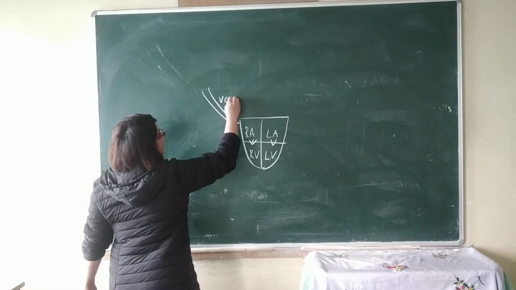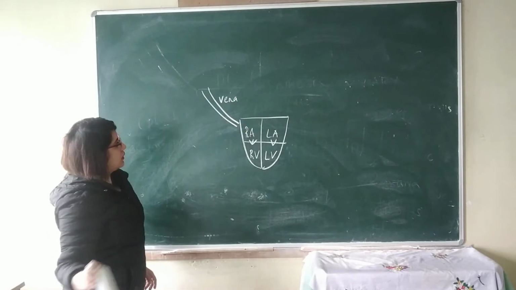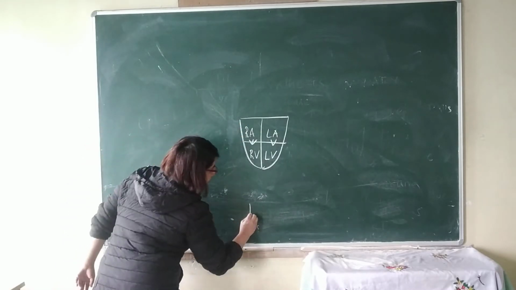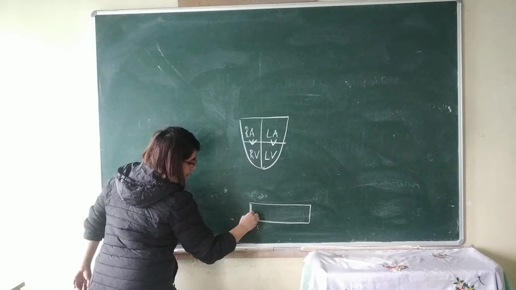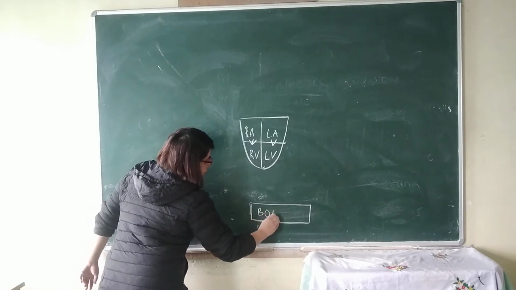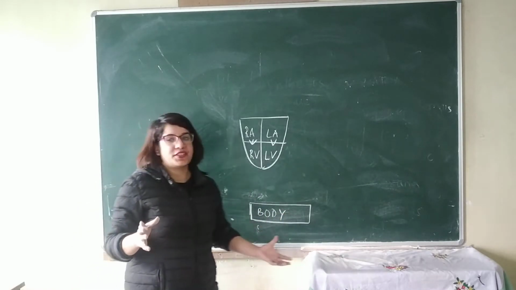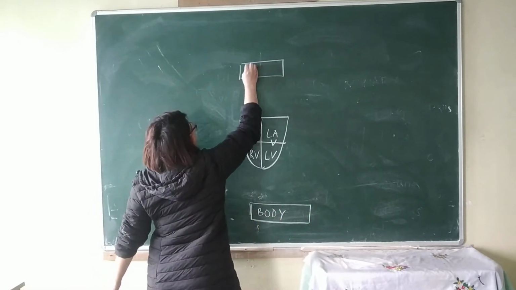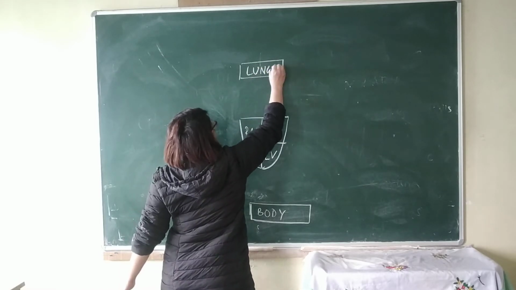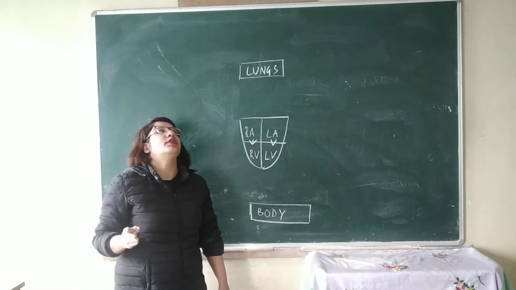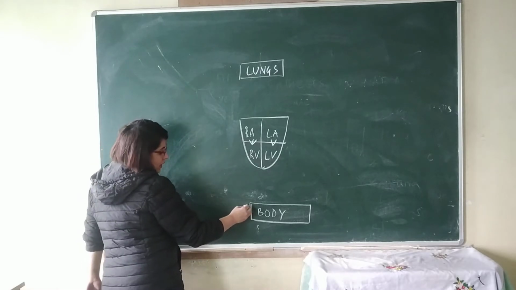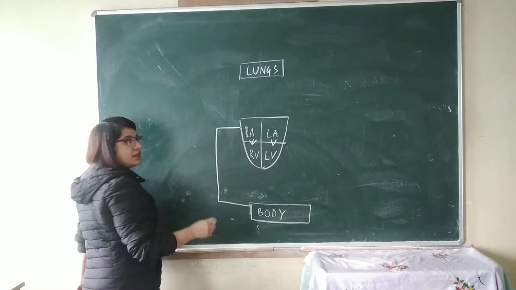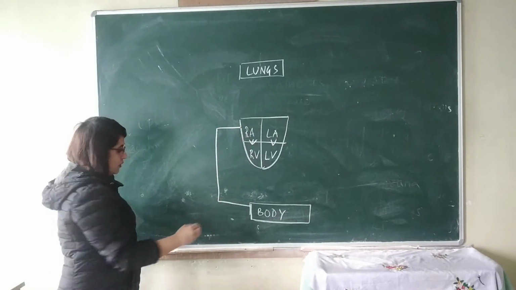So don't think the heart is outside the body. It's just to show the different parts of the body, and this as the lungs, just to make the explanation simpler. So from the different parts of the body, the vena cava brings deoxygenated blood to the right auricle.